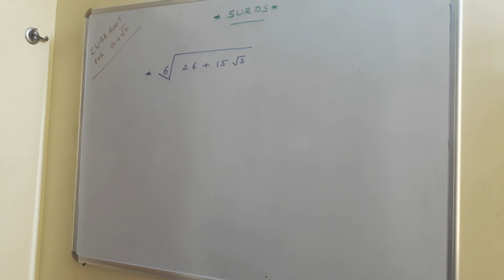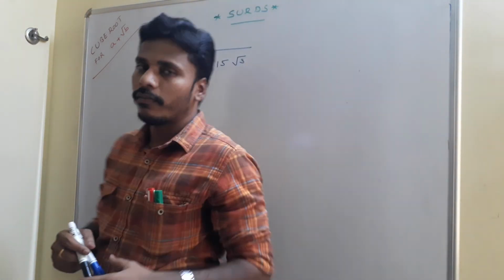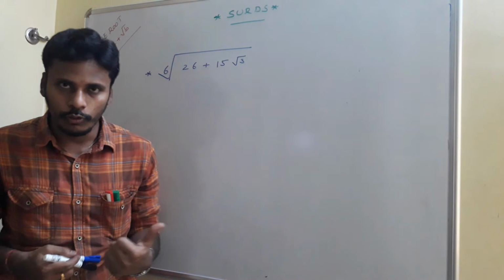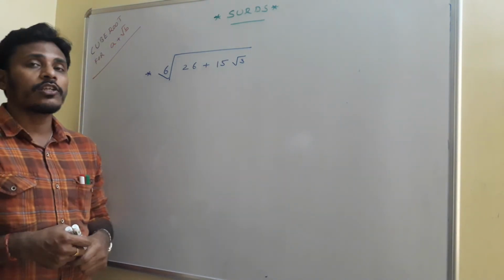Just look at the problem on the board: 6th root of 26 plus 15 root 3. In previous classes we discussed square roots, and in this class we learned about cube roots. This sixth root is a combination of those two.